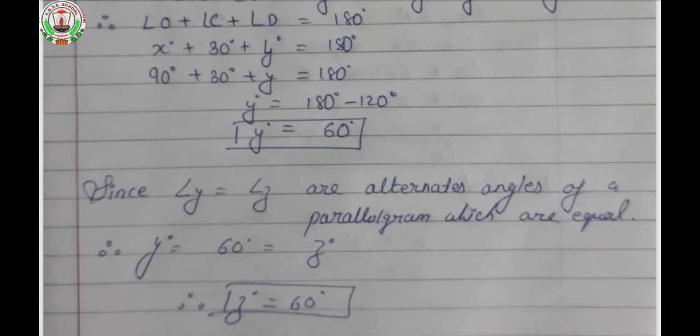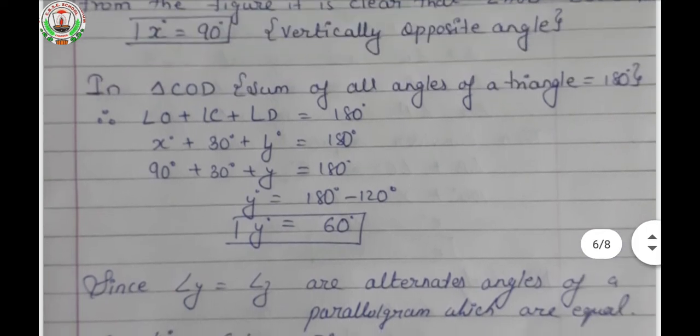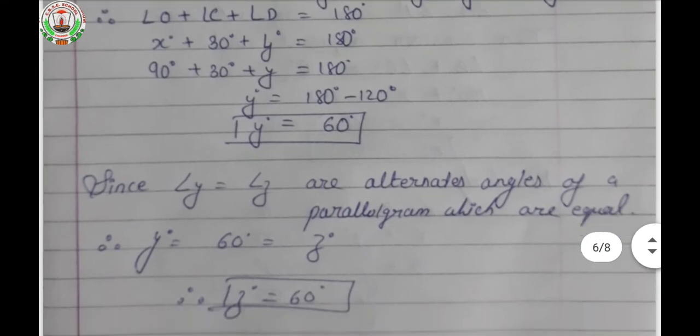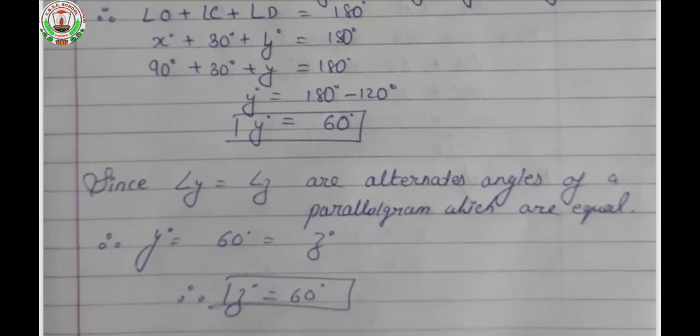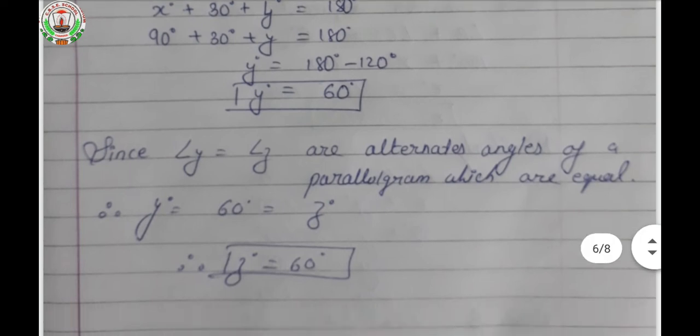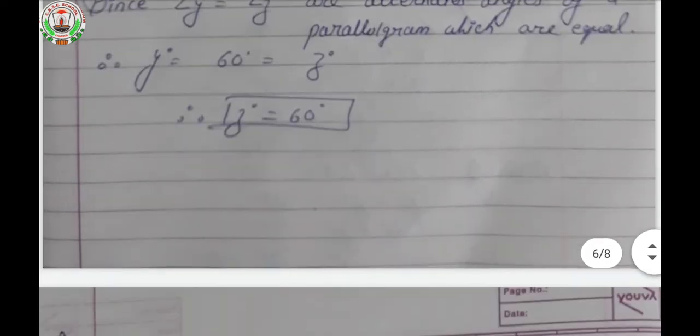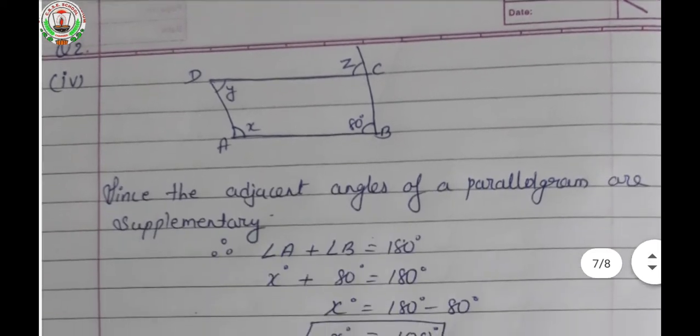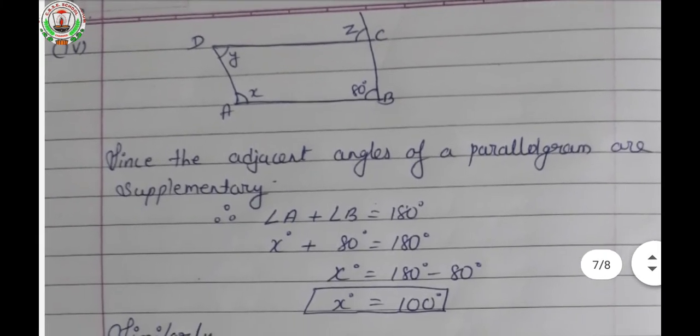So here in this question we have found all the three unknown angle values. So angle X is equal to 90, angle Y is equal to 60 and angle Z is again 60. So have you understood, everyone? So students, until and unless you study the property and understand the property, you will be unable to solve the questions. So please study the properties very carefully.